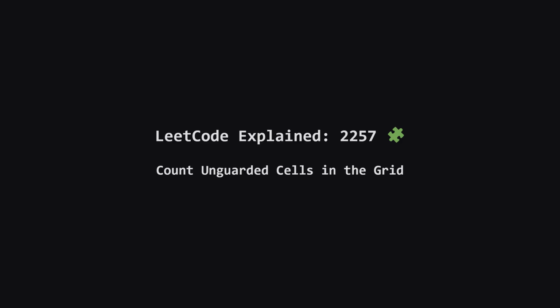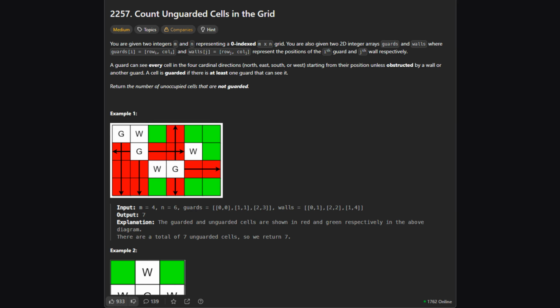Hey everyone, and welcome. Today we're tackling Leetcode problem 2257, count unguarded cells in the grid. This is a really nice grid problem that's all about simulating vision or movement. We'll break it down step by step. Okay, so let's get the main idea.